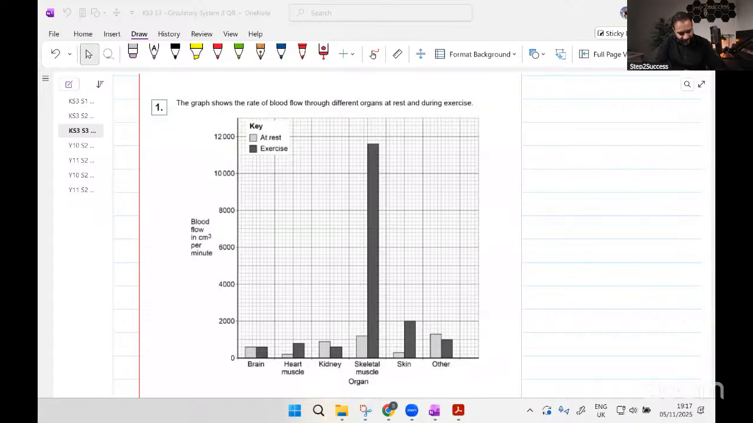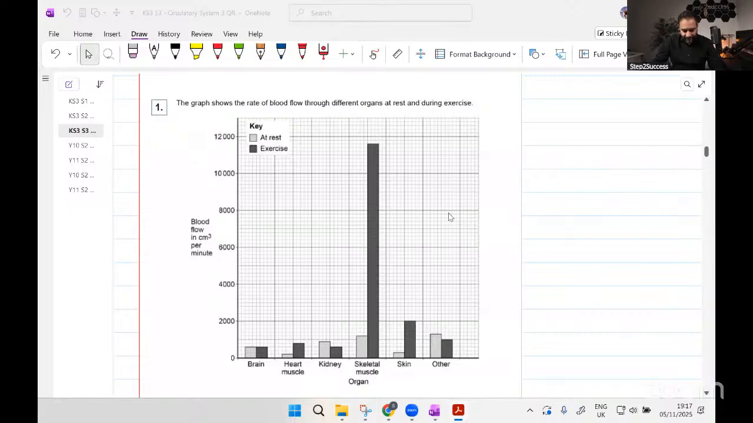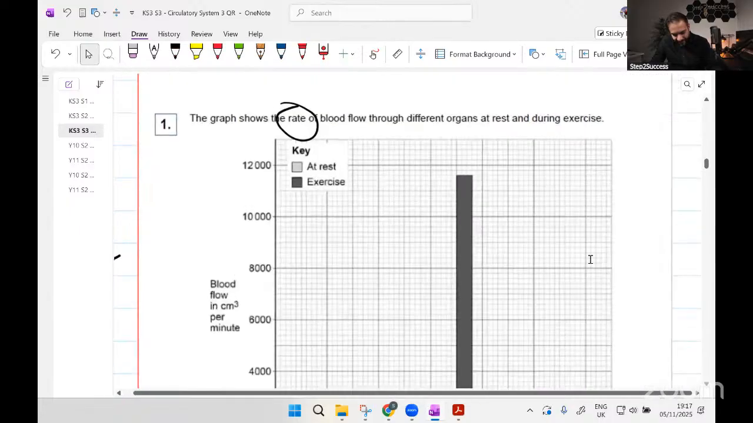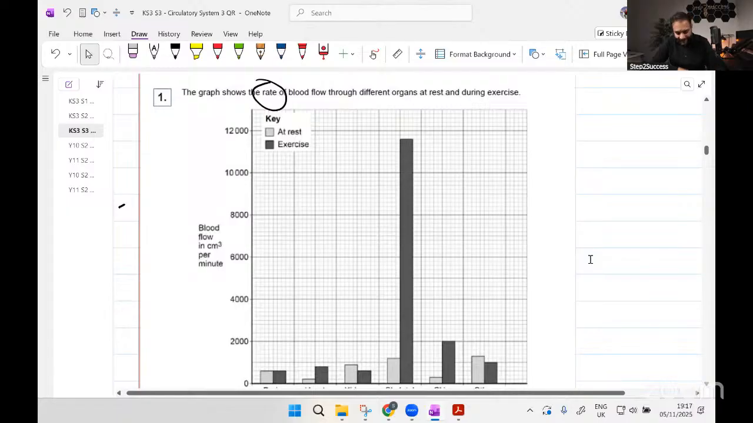So, booklet three, question one has been asked. It says that the graph shows the rate of blood flow through different organs at rest and during exercise. The exercise one's the darker bar, the at rest is the lighter bar. It tells you the rate of blood flow. Just look out for these words, okay? Because they do matter. Rate means how quickly the blood flows through these organs. It's not just how much it flows, it's how quickly it flows.